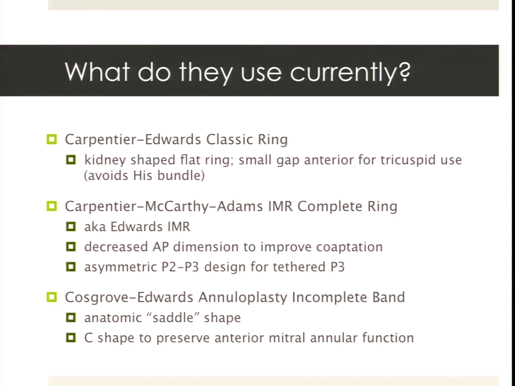So the IMR aims to reduce the AP dimension, improve the coaptation for AP dilatation. So if you've measured AP dilatation as the issue, you can talk to the surgeon about that. And they'll say, well, I'll use an IMR ring, and you can say, well, I'll have a look to see if the P3 is tethered or not, because that's a consideration for those, because it's designed specifically to try and address that problem. There's also incomplete bands that are trying to preserve annular function from saddle shape.